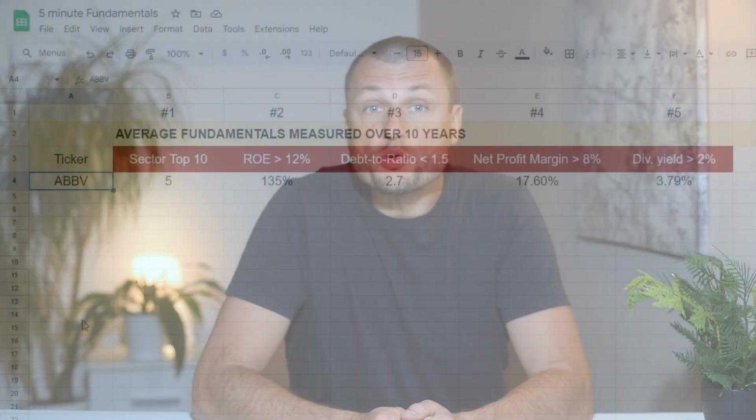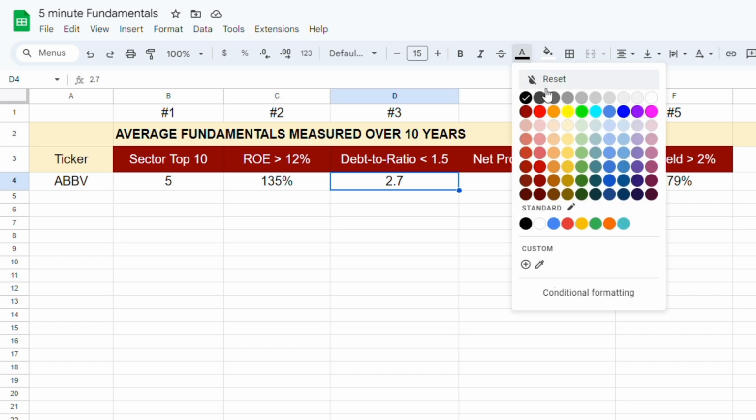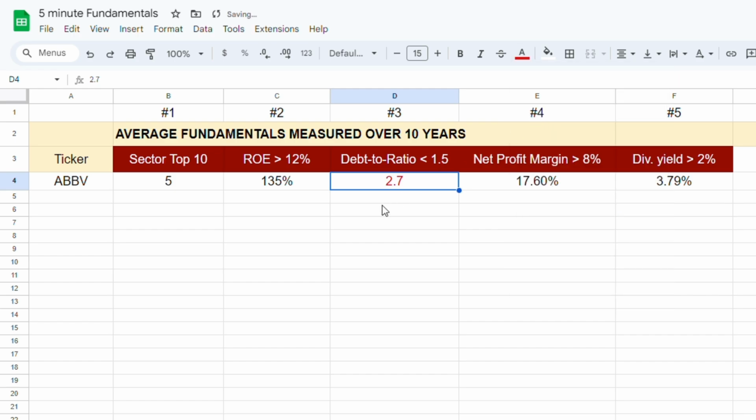Performance evaluation. When I look at the table, the only one of the parameters that is out of line is the debt to ratio. 2.7 is almost double what I'm asking for the stock. So would I choose to buy ABBV stock? Probably yes, because the other parameters are above standard.